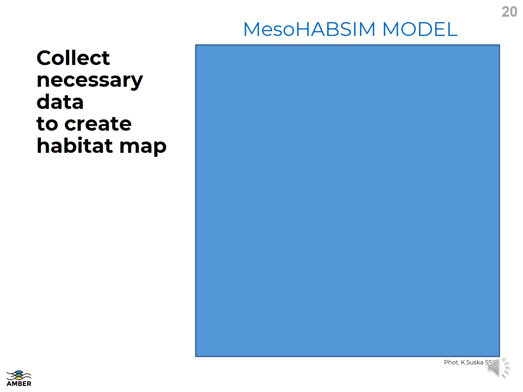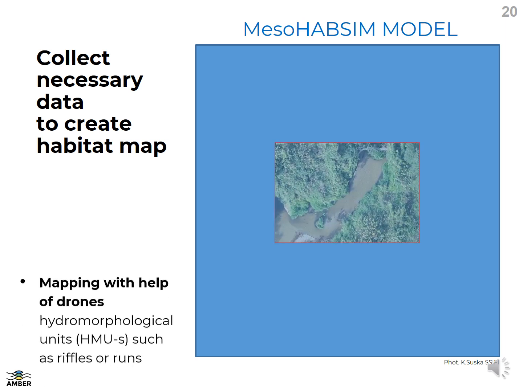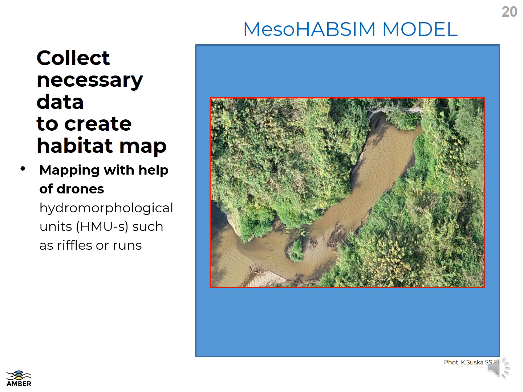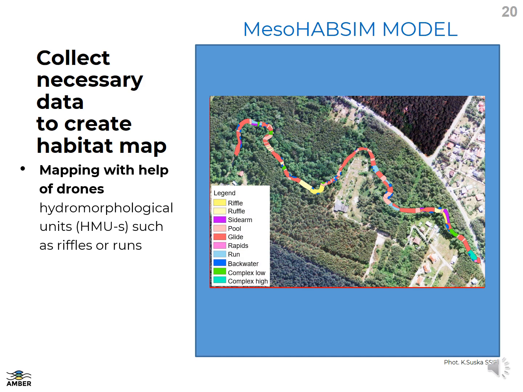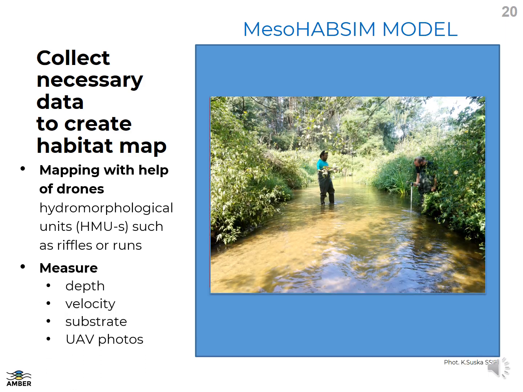Data necessary to create a habitat map is collected in Meso-Hapsim with the help of drone technology. We then map so-called hydromorphologic units such as riffles and runs, as well as collect hydraulic data such as distribution of depth, velocity, and substrate in every one of those hydromorphologic units.